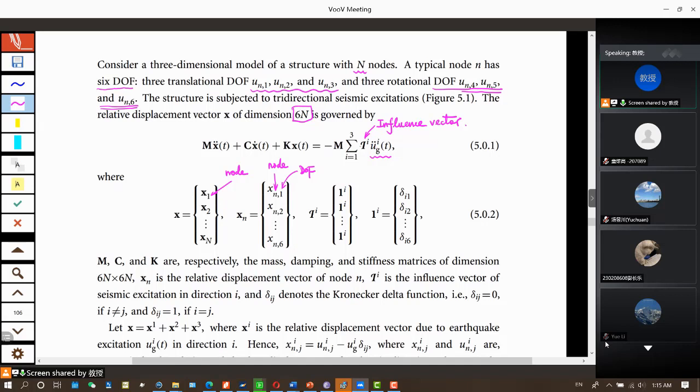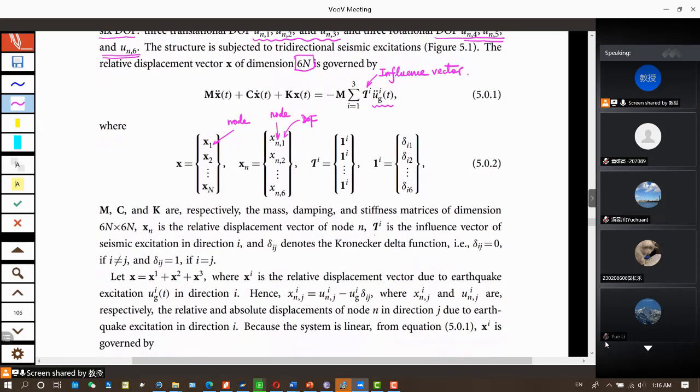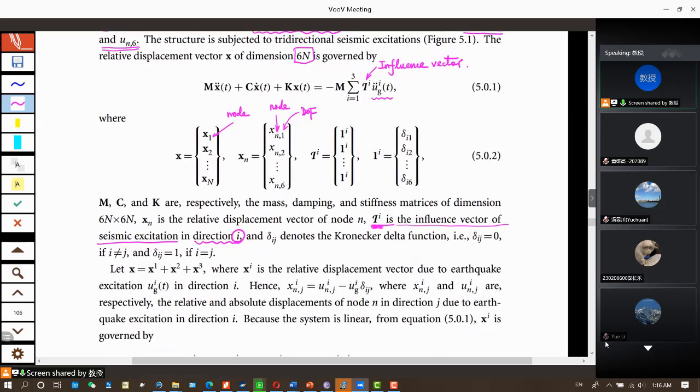Okay, so in this case, iota_i is a vector with each element being iota_ik, and iota_ik is delta_ik. This delta is the so-called Kronecker delta function. So delta_ij is equal to 1 if i is equal to j, or 0 when i is not j. Okay, so that's a very neat notation.